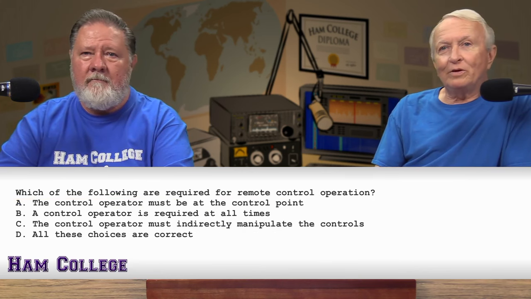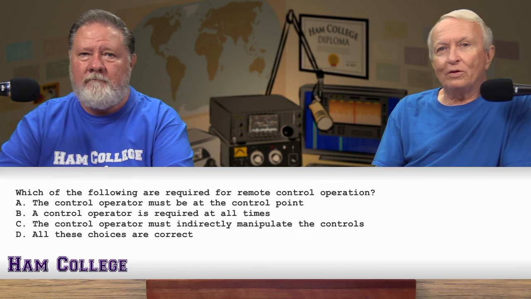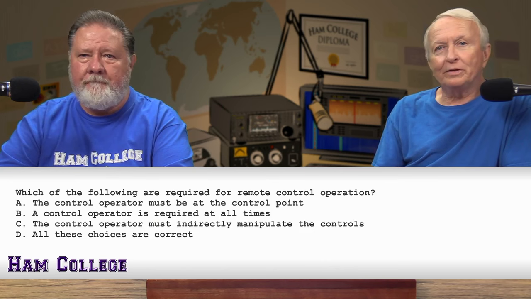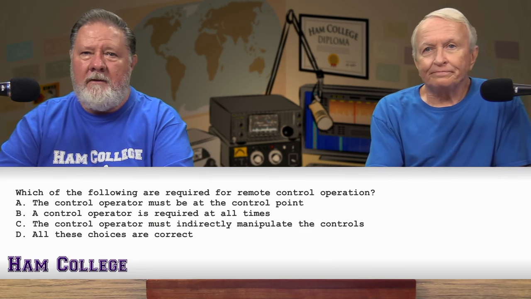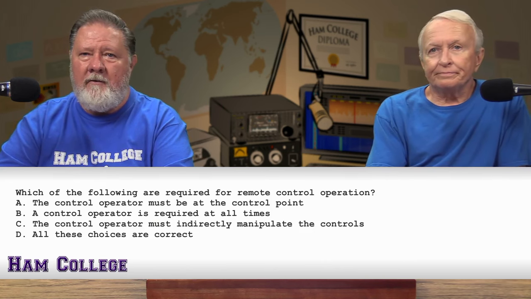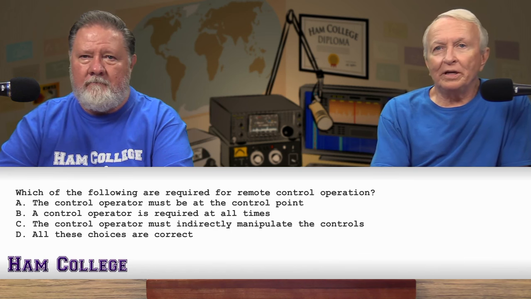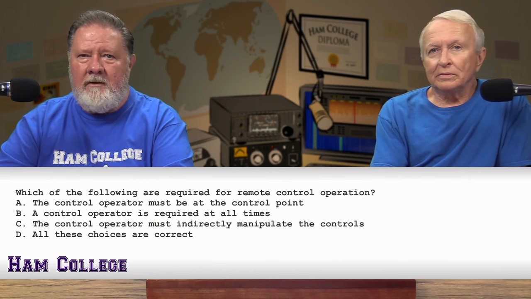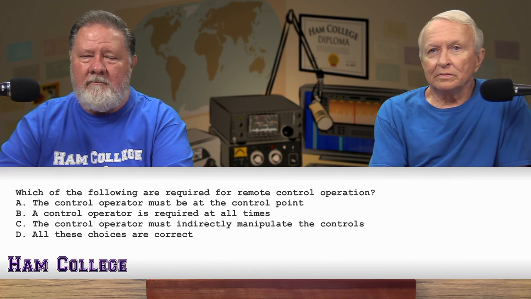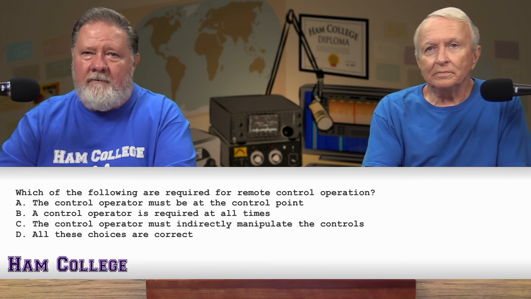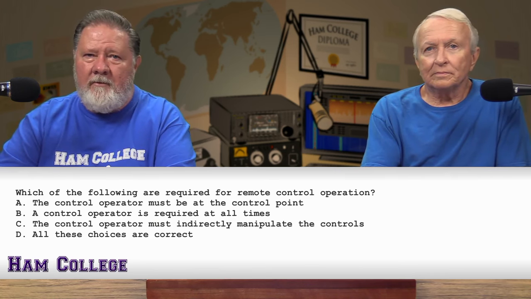Which of the following are required for a remote control operation? A, the control operator must be at the control point. B, a control operator is required at all times. C, the control operator must indirectly manipulate the controls. Or D, all these choices are correct. Okay, which of the following are required for remote control operation?